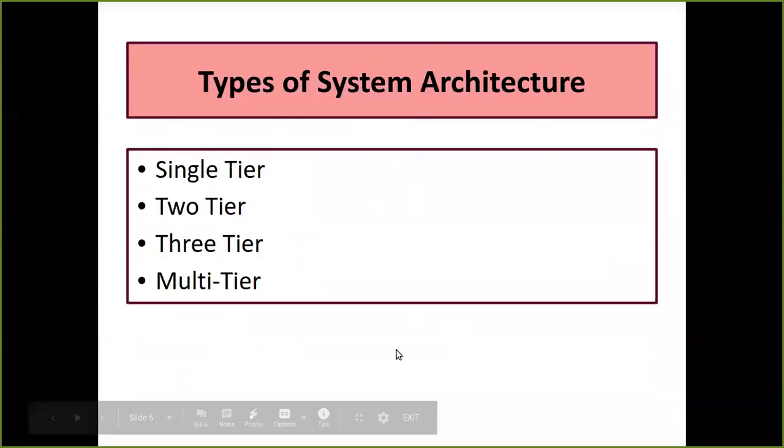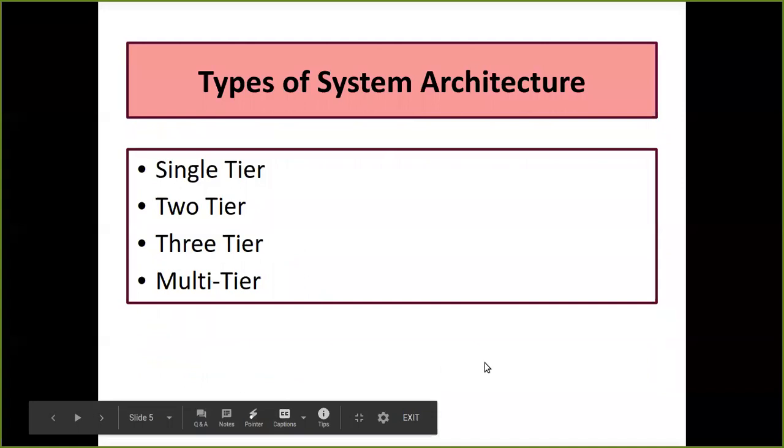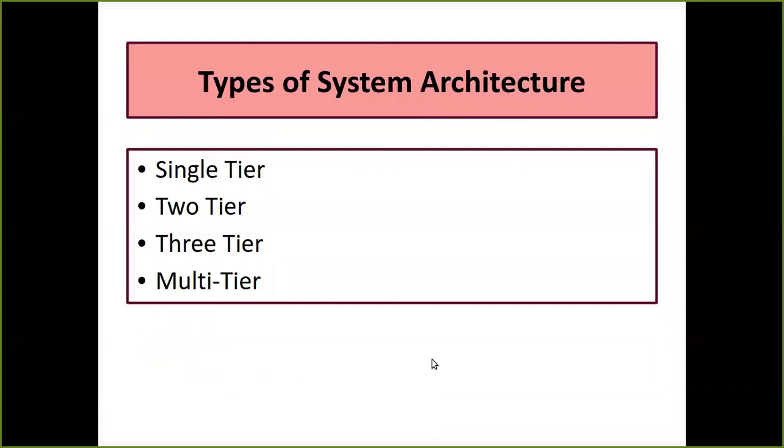Now, the next one is the types of system architecture. If you remember, students, yesterday we studied the architecture of enterprise applications. In that architecture, we know that there are four tiers available: client tier, web tier, business tier, and EIS tier. That's why I told you that your enterprise application is going to work in four layers.